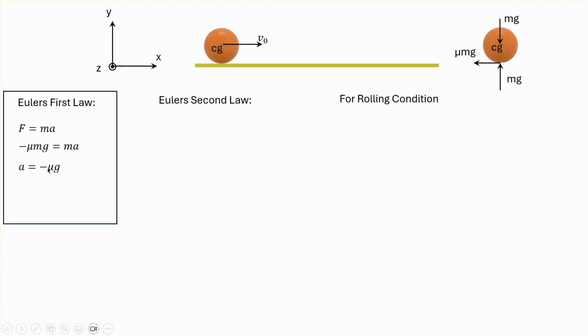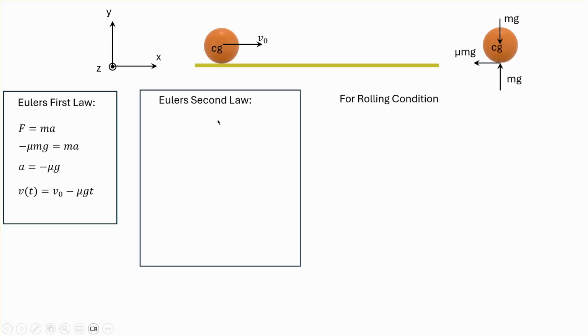And once you have a constant acceleration, this is a constant acceleration, the velocity will drop linearly, as you can see here. Now, when you go to the Euler's second law, we're going to choose the mass center as the reference point. So sum of all the moments about the mass center is equal to I times alpha, basically. Mass moment of inertia times angular acceleration.